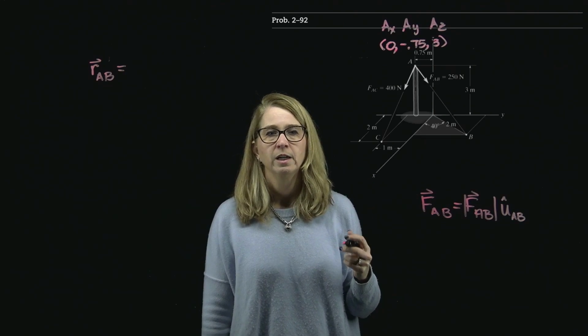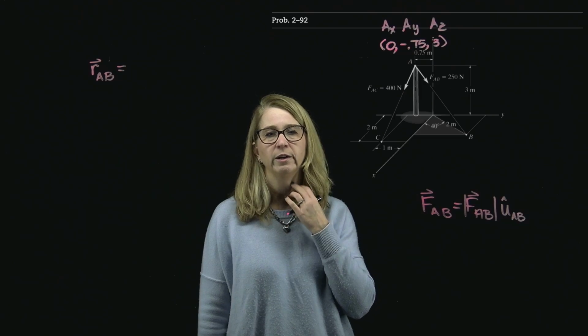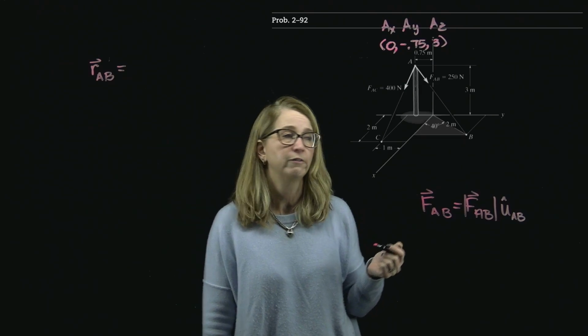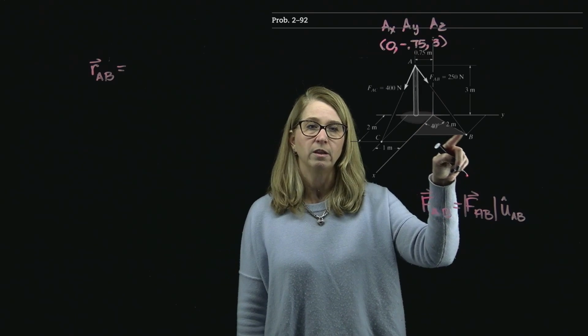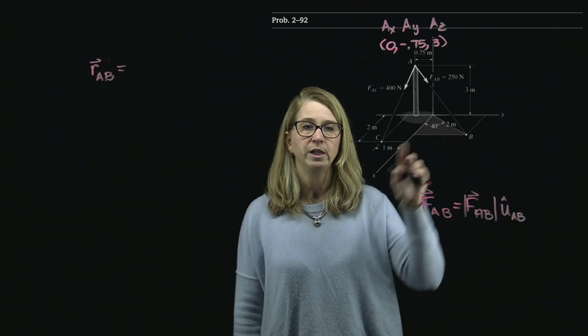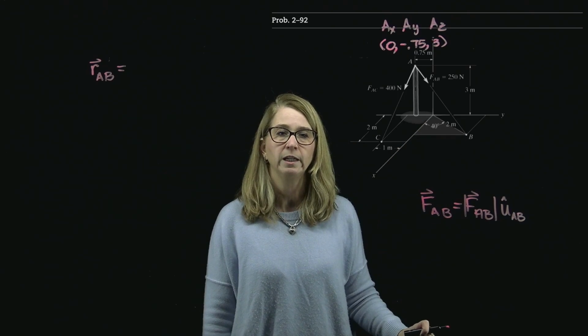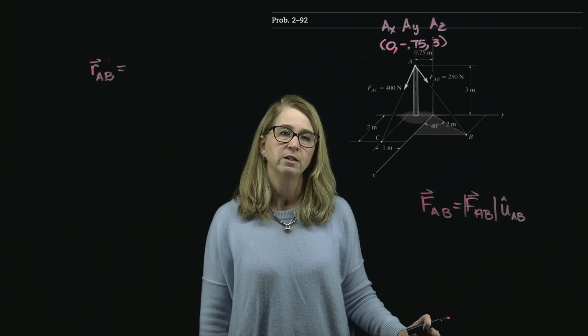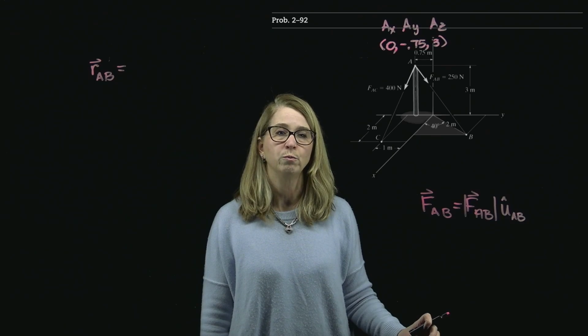Now, the other one we want to figure out is point B. B is actually going to be given to us in a little bit of a different way. Notice that there's a line that goes from the origin to point B that's lying in the XY plane. It's saying that the distance from the origin to point B is 2 meters.